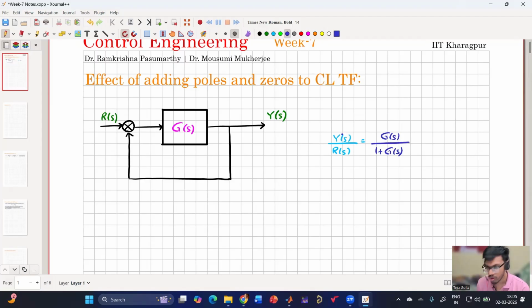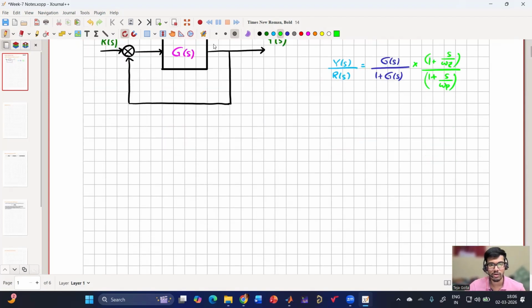So now today what we are going to study is what will be the effect on the response of the overall system if I add one zero, 1 + s/ωz, or if I add one pole, 1 + s/ωp. How is it going to affect the response of the system? That is what we are going to study now. So let us start with the effect of zero.